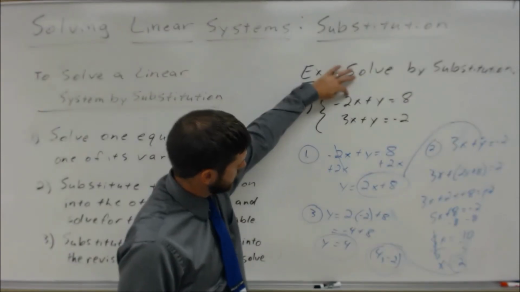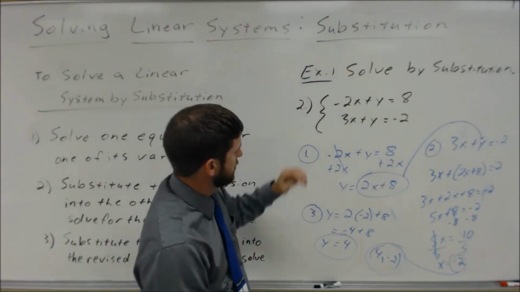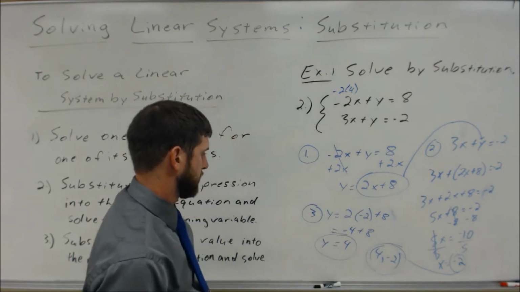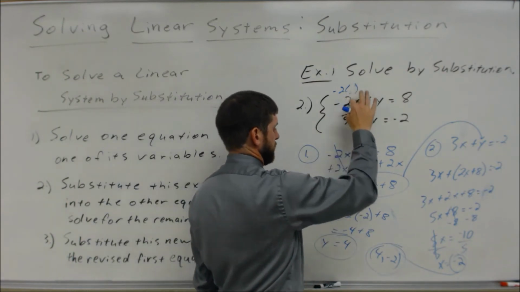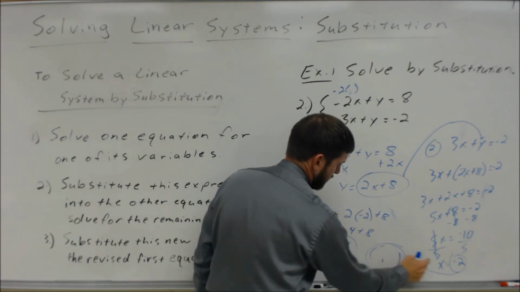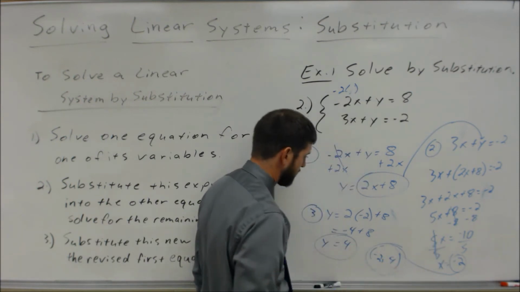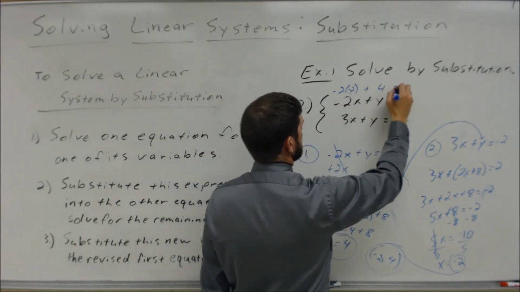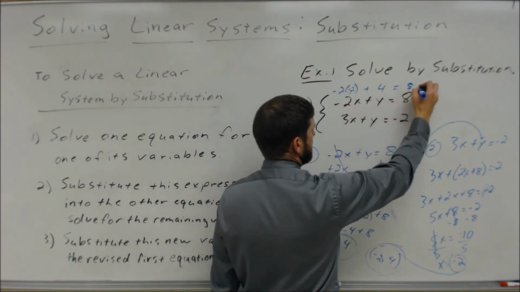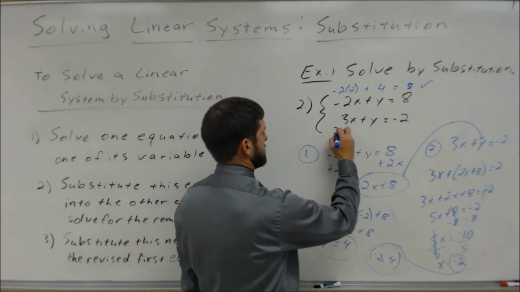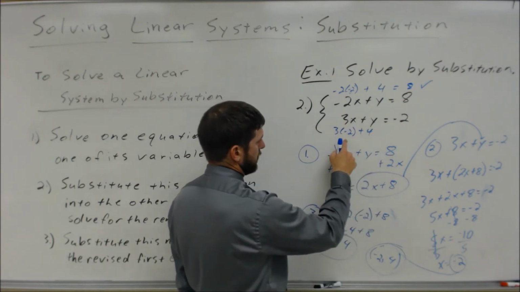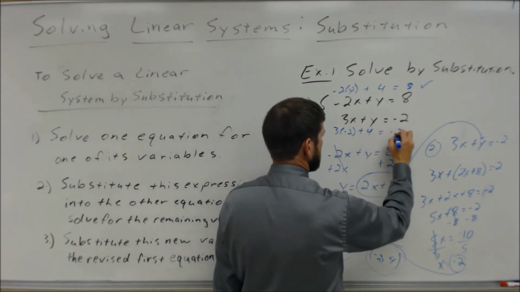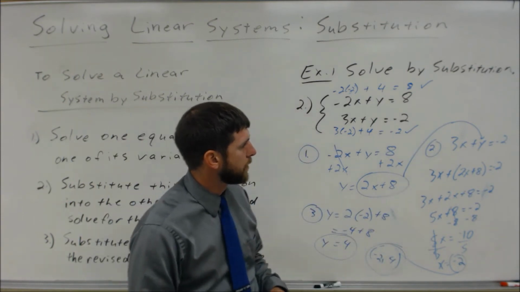Quick check. Negative 2 times 4 is negative 8. Nope. Got my point backwards. Very important you get them in the right order. X is negative 2, y is 4. So let's try that again. Negative 2 times negative 2 plus 4. Negative 2 times negative 2 is 4. 4 plus 4 is 8. That checks. 3 times negative 2 plus 4. 3 times negative 2 is negative 6. Negative 6 plus 4 equals negative 2. So that one checks. So that is our correct point.